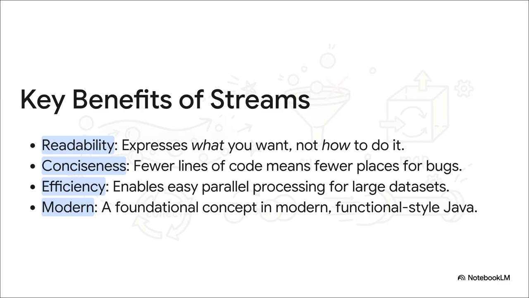The reasons are huge. First, readability. You're describing what you want, not getting lost in the weeds of how to do it. Second, it's concise. Fewer lines of code literally means fewer places for bugs to hide. Third, and this is so cool, efficiency. With just one tiny keyword change, you can make a stream run in parallel using multiple cores of your processor to chew through huge data sets way faster. And finally, it's modern. This isn't some obscure trick. This is how professional, modern Java code is written.